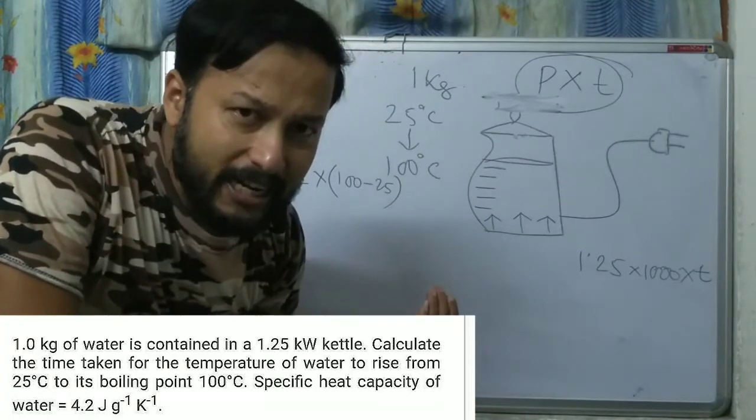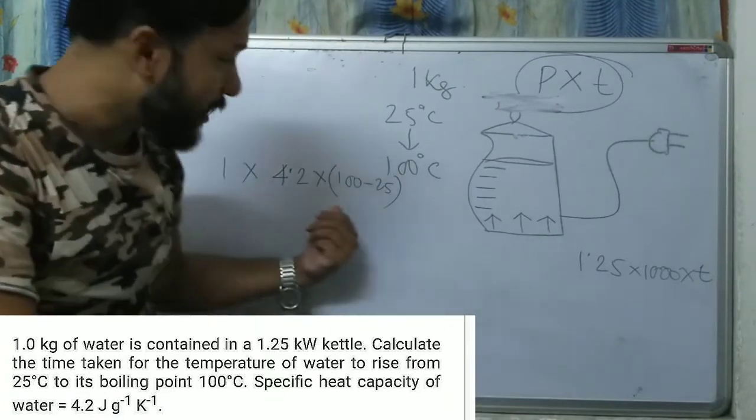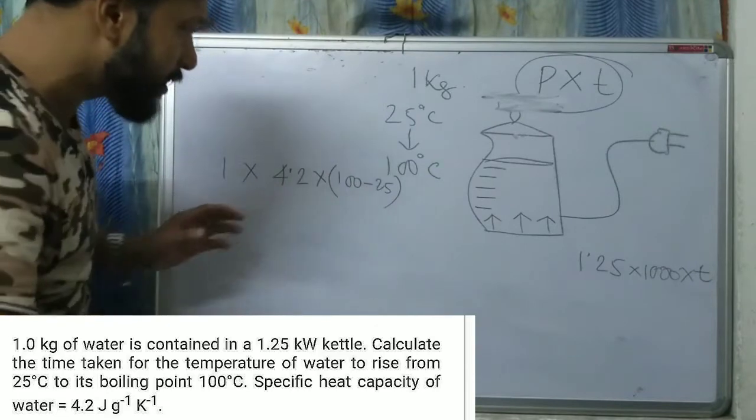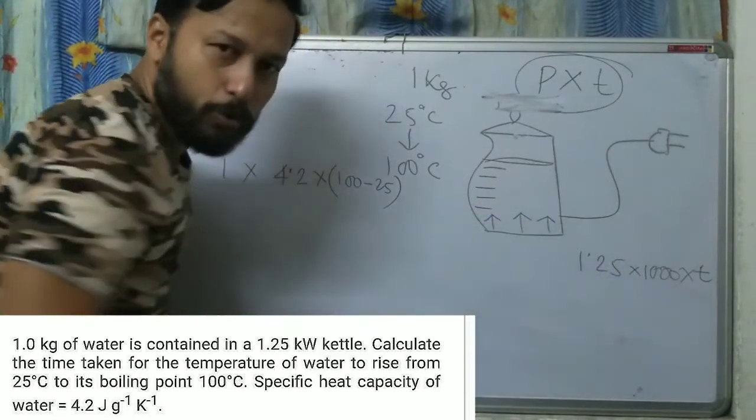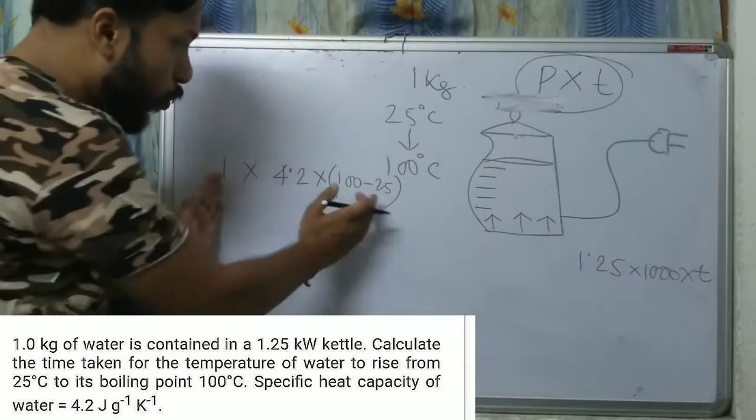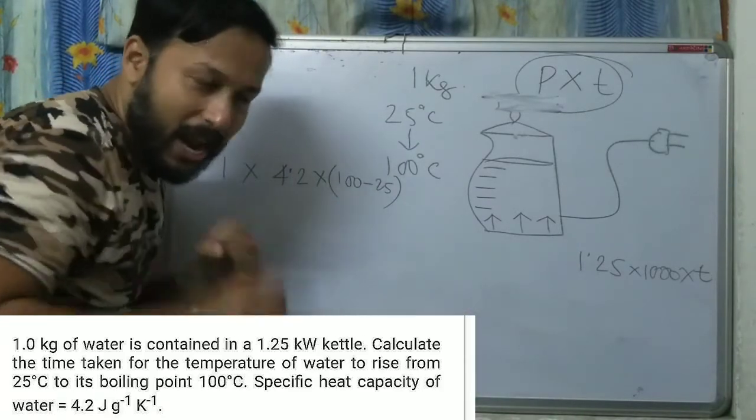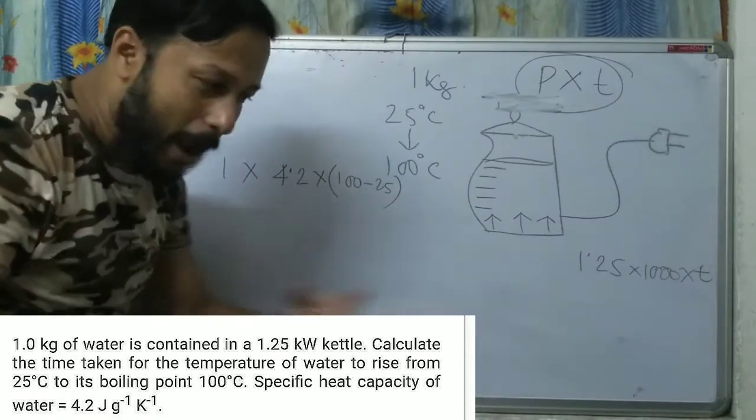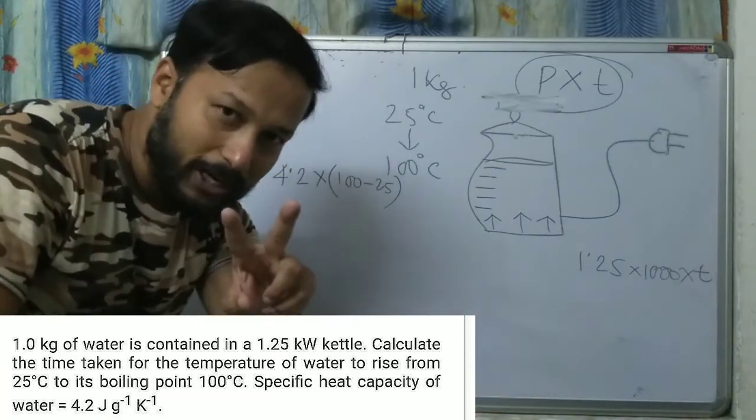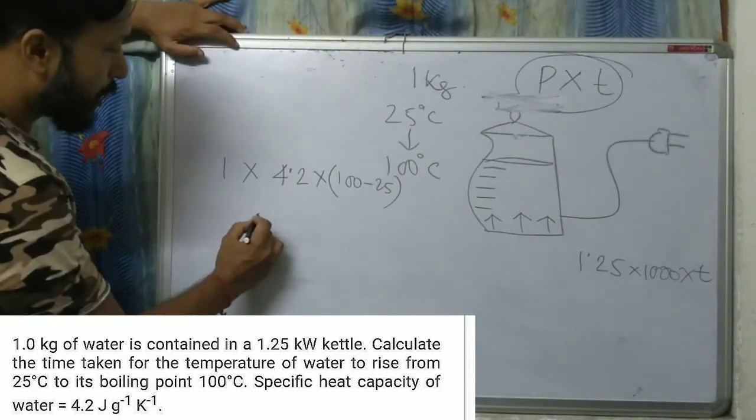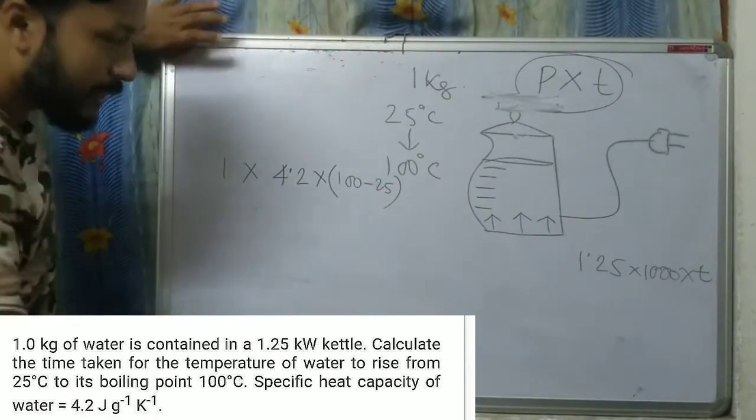Who is taking that heat? Water is taking that heat. That means these two things have to be equal, because water is taking heat and the kettle is giving heat. Amount of heat taken and amount of heat given, both are equal. So that's why 4.2. Oh, one more thing.